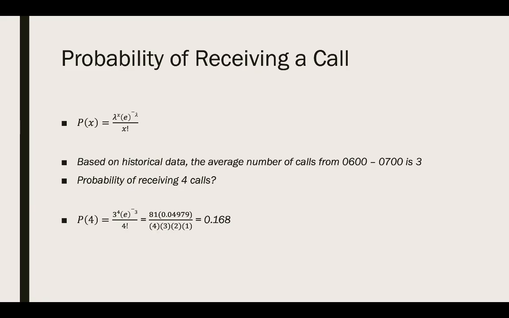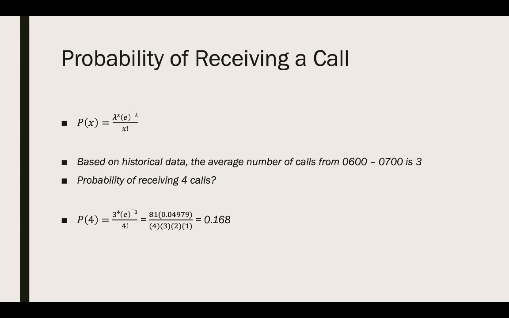Let's give an example of this again. Let's say EMS base 2, 6 a.m. to 7 a.m. We know that the average number of calls for that time period is 3. So we want to know what's the probability of us receiving 4 calls in that time period. And we can plug this into our formula. So what's the probability of receiving 4 calls?